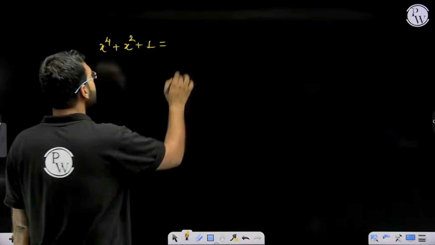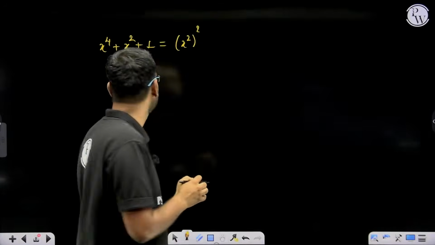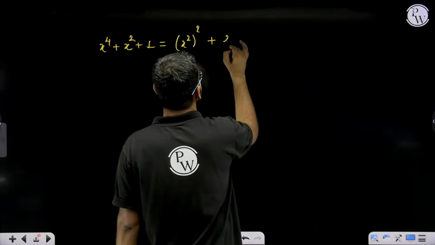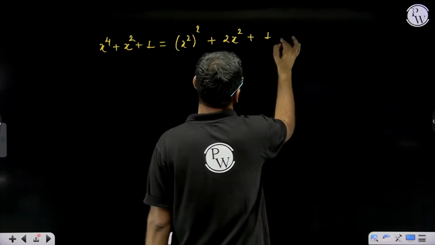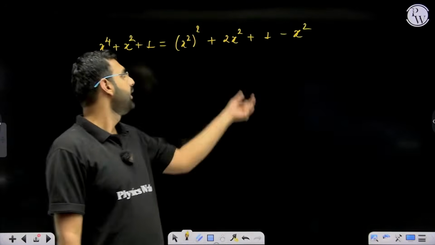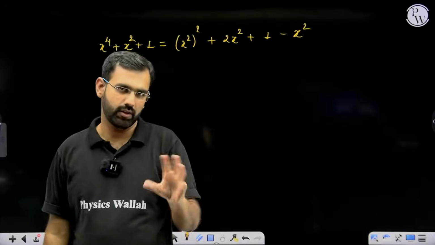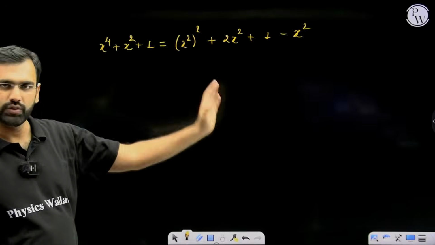So here, if I write it in a different form, x to the power 4, I'm writing as x square whole raised to the power 2. This x square, I'm writing as 2x square, which of course I cannot do. But in maths, we have this liberty to balance it out. So if I have written it as 2x square, I'm subtracting x square so that it remains balanced. Everybody with me on this, all the participants?